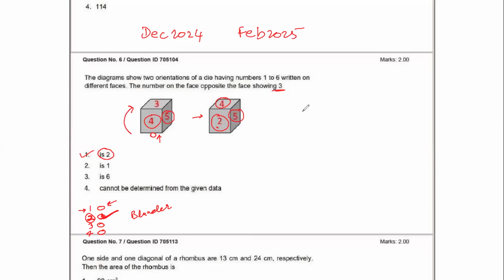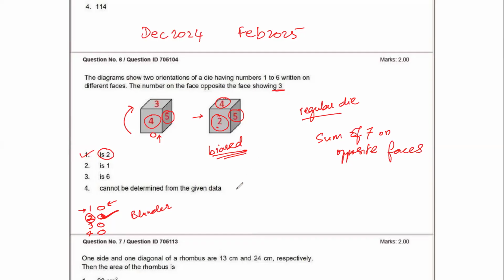Also, one more piece of information: a regular die always has a sum of 7 on opposite faces. So that is the way things are. Ideally, opposite to 3 should have been 4, but this is not a regular die. It is a biased die, meaning it is a die which is made for this particular question. I'm moving on.